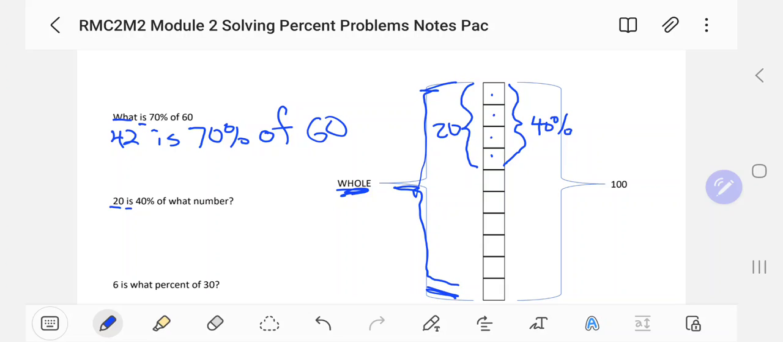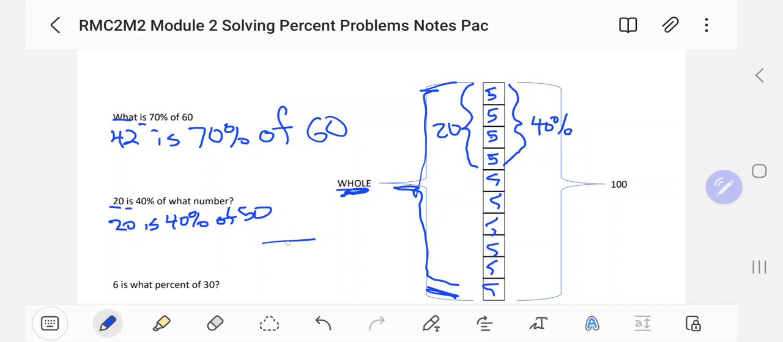Well, how can we figure that out? We could set up a proportion. We could use reasoning. We could use an equation once we learn that. Well, I see that 4 blocks is 20, so each has to be 5. So the rest of them have to be 5. That's 10 blocks of 5, so we got 50. So 20 is 40% of 50.